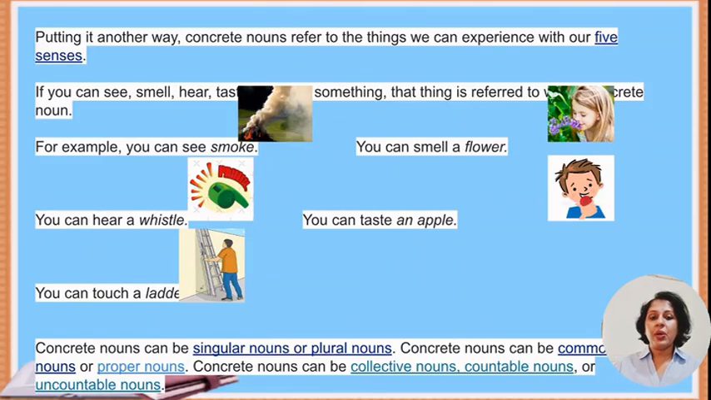Now, concrete nouns can also be singular nouns or plural nouns. Say for example, book is a concrete noun. You can touch it, right? So book is a concrete noun. Now, what is the plural of book? Books. So concrete nouns can be singular nouns or plural nouns. Now, concrete nouns can be common nouns or proper nouns. They could be collective nouns, countable nouns, or uncountable nouns as well.